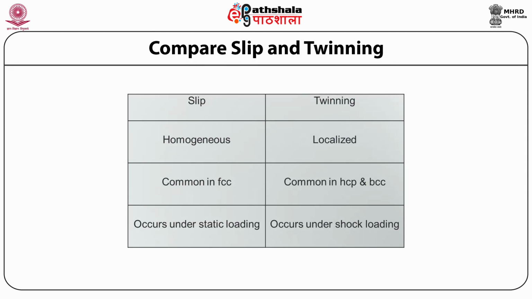Now let us compare slip and twinning. The first difference between slip and twinning is that slip is homogeneous while twinning is more localized. Secondly, slip is common in face-centered cubic type materials, while twinning is common in hexagonal close-packed and body-centered cubic packings. The third comparison between slip and twinning is that slip occurs under static loading, while twinning occurs under shock loading.